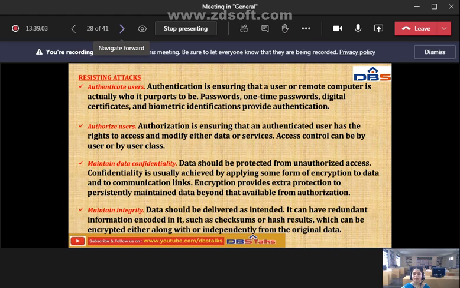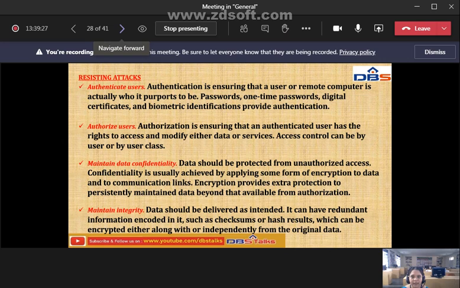And accordingly we need to know resisting attacks. First one, resisting attacks. The general example we have taken is that we can lock our door to resist the attacks. Here we follow some steps to resist the attacks.